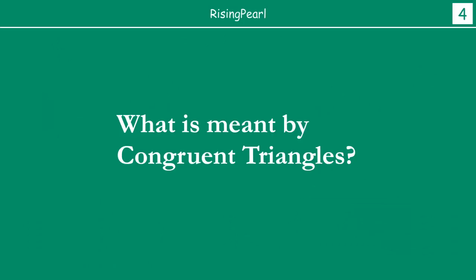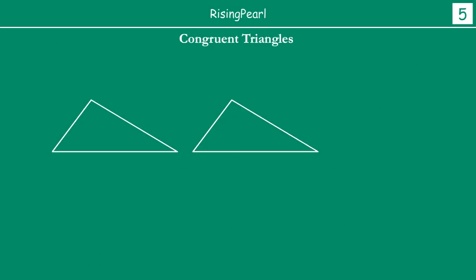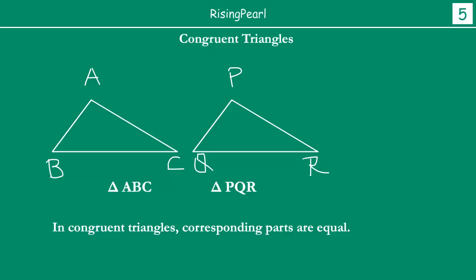And then what do we mean by congruent triangles, friends? We have seen that again in our last class. So if I have two triangles, right, and let us just name them triangle ABC and triangle, let's call it PQR. If I have two triangles ABC and PQR, then if these two triangles are congruent, what does it mean? It means that the corresponding parts must be equal.